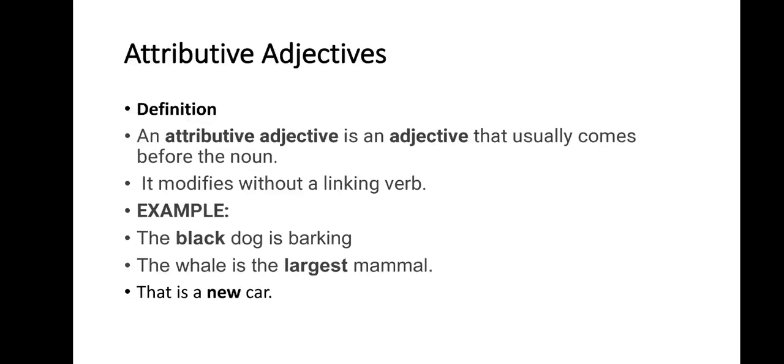So, what is the noun here? Car is the noun, and what is the attributive adjective here? It is the word new. Why? What is the reason? Why do we call it an attributive adjective? Because it comes before the noun car. Understood, children?